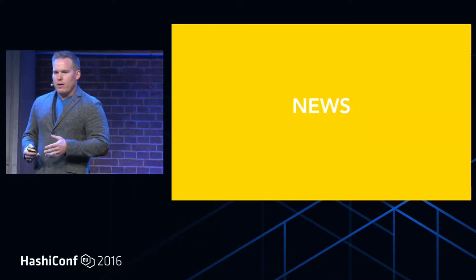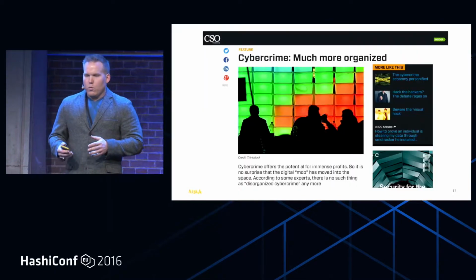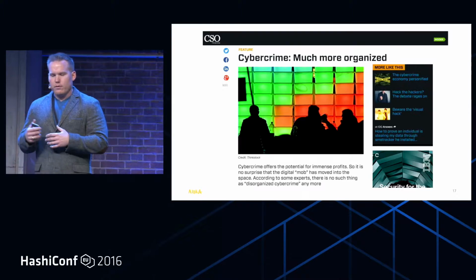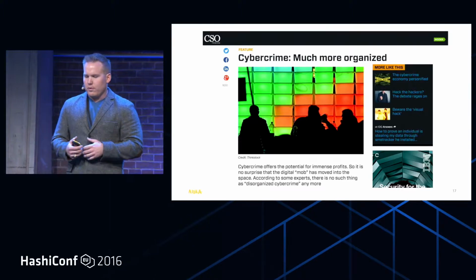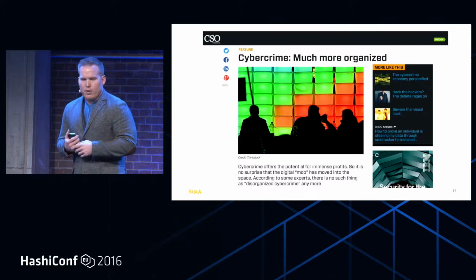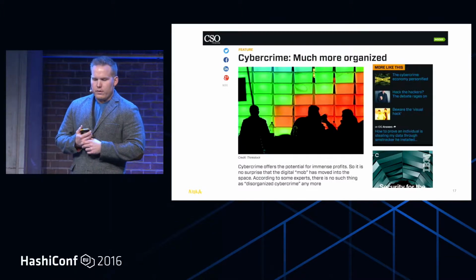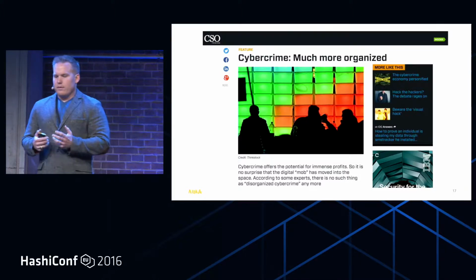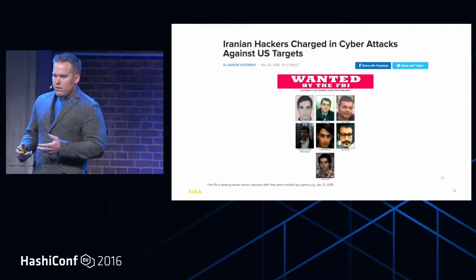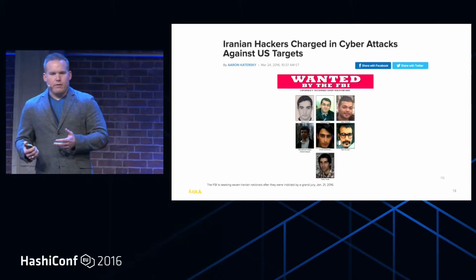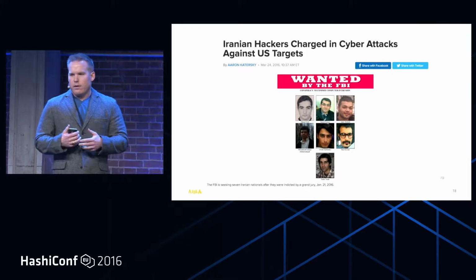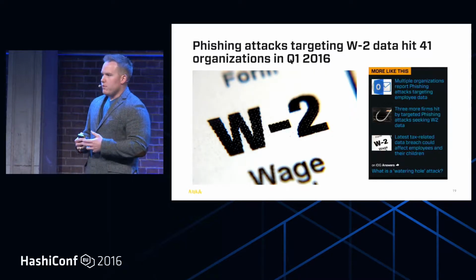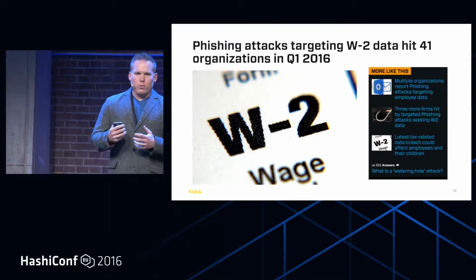But anyway, so let's set the tone, the news. Why am I talking about security? I don't know if these apply across international waters or if you guys had much insight to these before, but CSO Online says that cybercrime is much more organized today. There's no such thing as unorganized cybercrime anymore, and there's such a thing as a digital mob. The US just indicted Iranian hackers that were targeting the US with a denial of service attack. And also, organizations across the world are being targeted with social engineering campaigns.